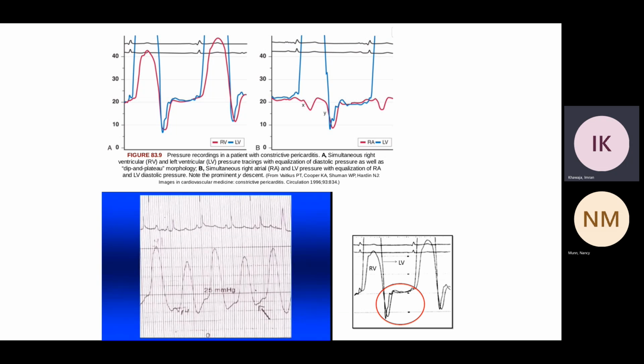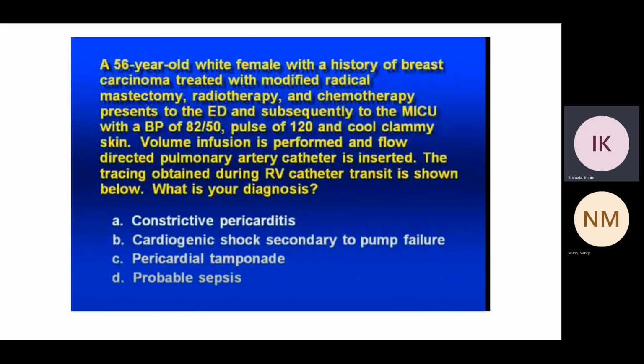Let's see if it's there. Yeah, so here, I just want to show you the flow here. This is the dip, the square root plateau, right? Once you identify that, you'll be able to answer. So the patient has had radiation. It looks like she developed radiation pericarditis with restriction.